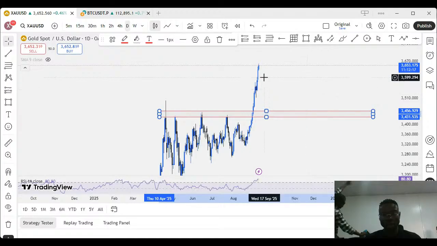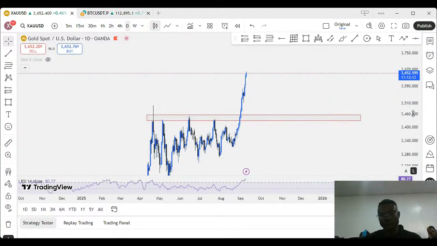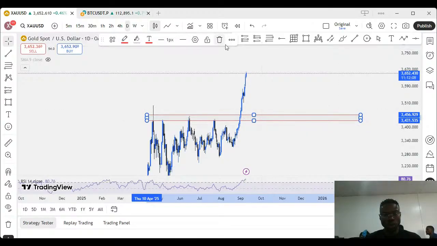But as you can see, gold has been going up without looking back. We won't say because of that, we're not going to have a trade.